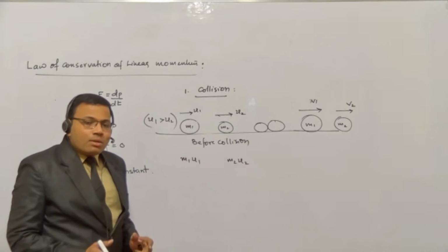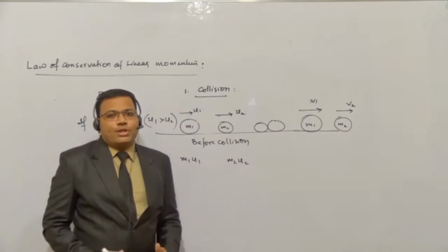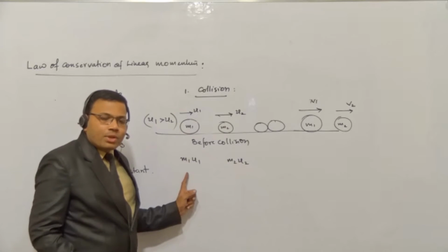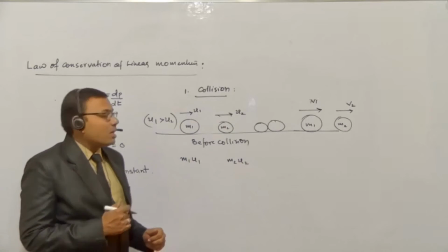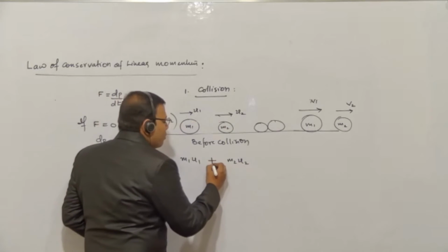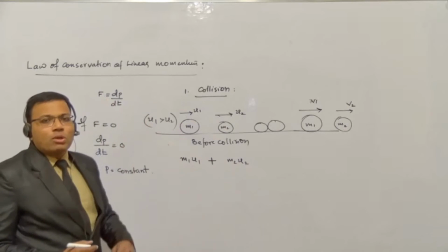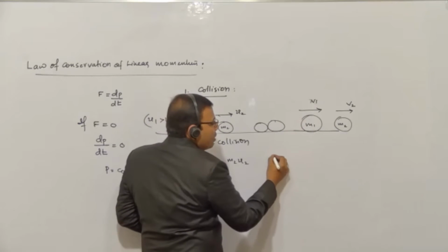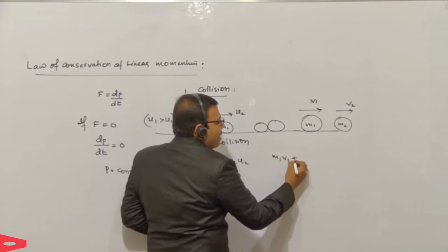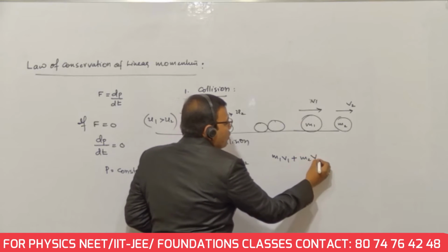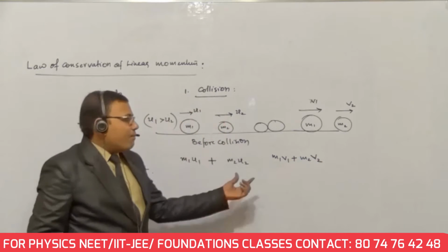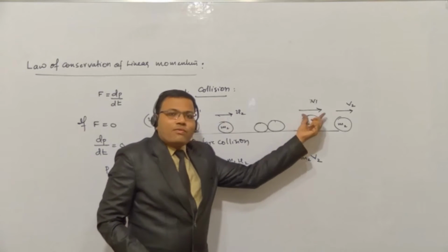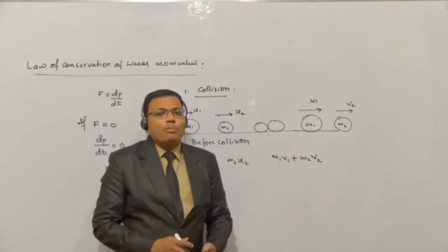This is the momentum of the individual bodies before collision. Are you getting my point? These are the momentums of the bodies before collision. Then I calculate the total momentum by summing these. This is the total momentum. Now, what is the momentum of the bodies after collision? The first body is moving with v1 and the second body is moving with v2. So the total momentum now becomes m1 v1 plus m2 v2, that is the momentum of the first body plus the momentum of the second body. I hope you have understood.